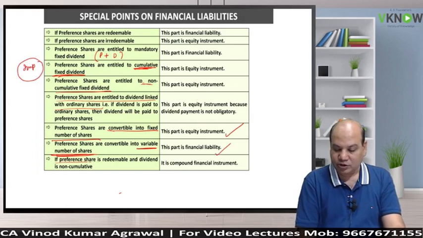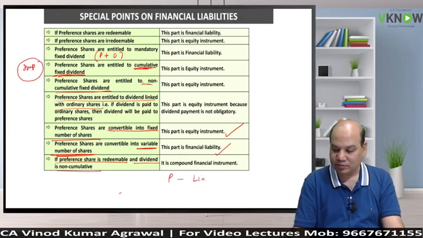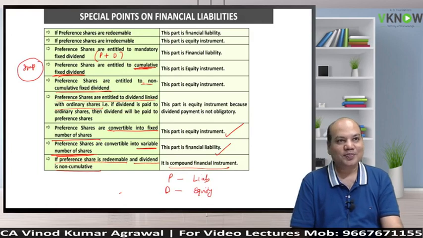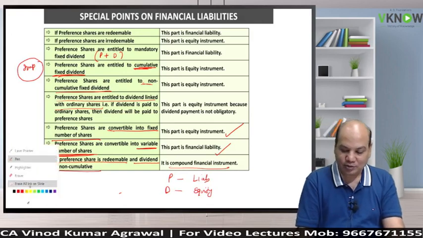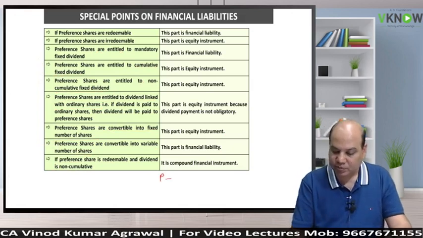And if the preference share is redeemable and the dividend is non-cumulative, now what will you do? Preference share is redeemable. So the principal portion is liability and the dividend portion is equity. Oh my God. So this is a compound financial instrument. Okay, one more thing I wanted to ask you, hence I have not written. Principal is redeemable.